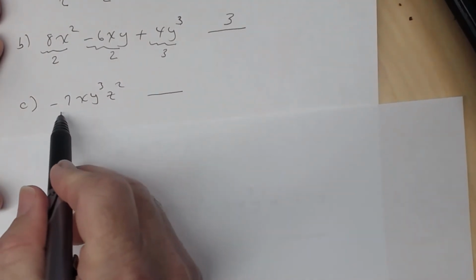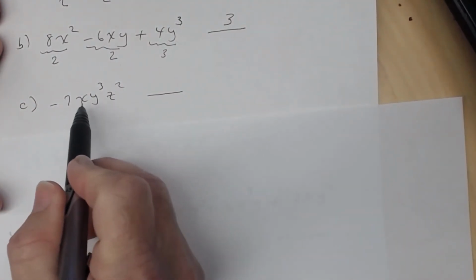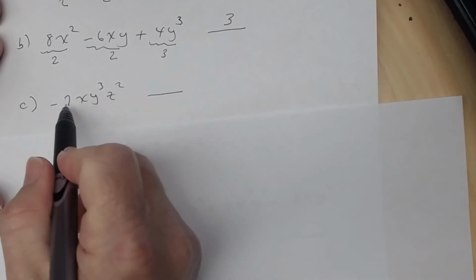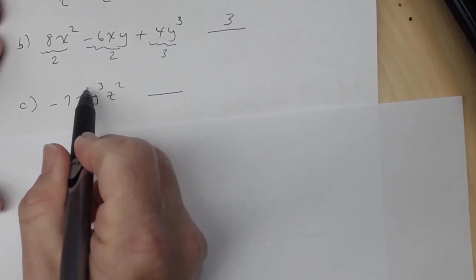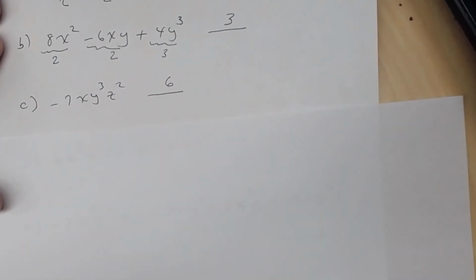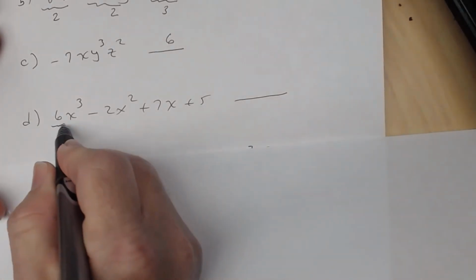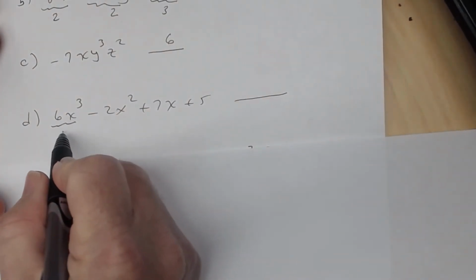Okay, now this polynomial, again, there's just one term, so it's still a polynomial. Remember, a polynomial is one or more finite terms. So the degree here will be 1 plus 3 plus 2, which is 6. Degree is 6.